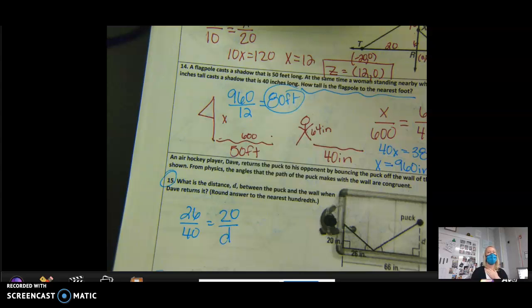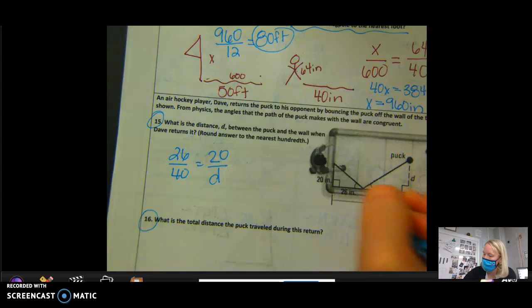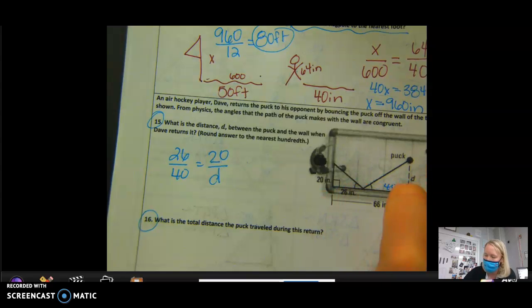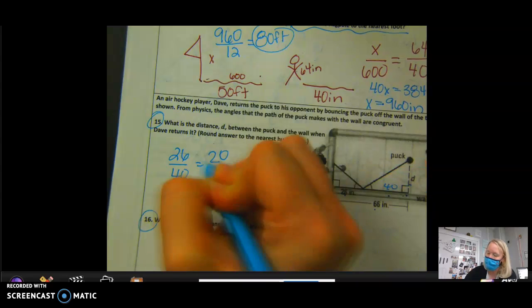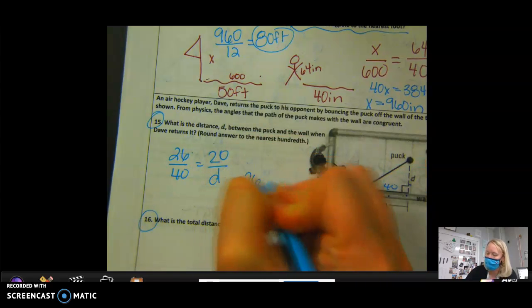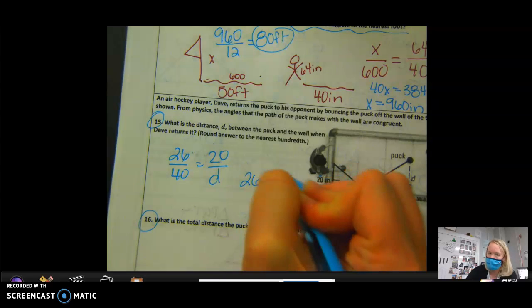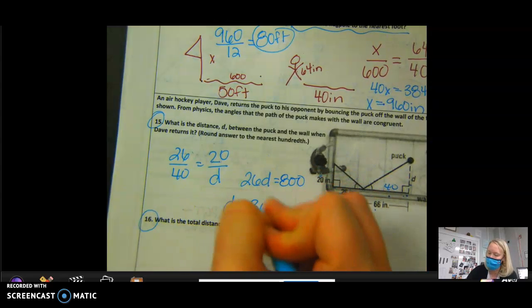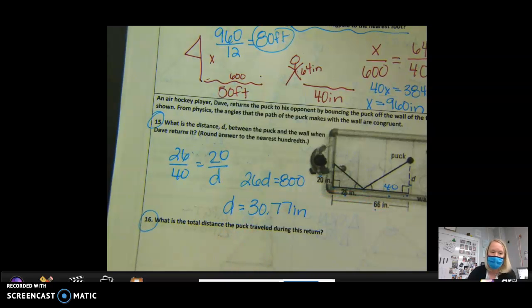Any questions? Okay, so on this one, from here to here is 40, because from here to here is 26. From here to here would be the 66 minus the 26. So I set up 26 over 40 equals 20 over D. I'm going to cross multiply. I get 26D equals 800. Divide by 26, divide by 26, and D equals 30.77 inches, rounded to the nearest hundredth.